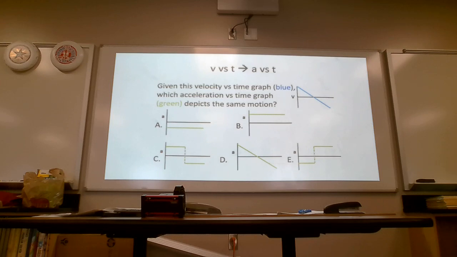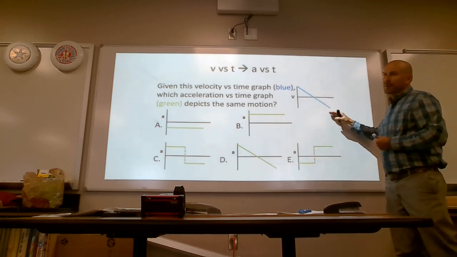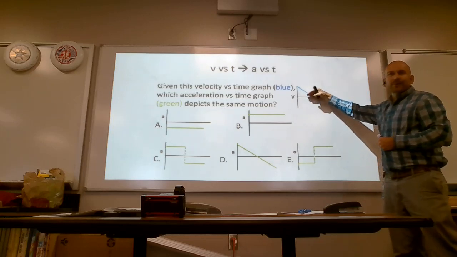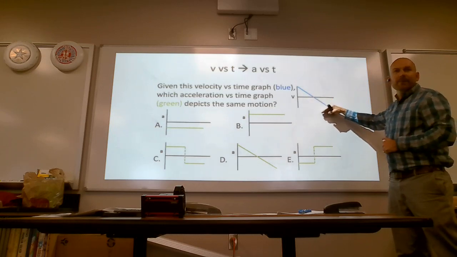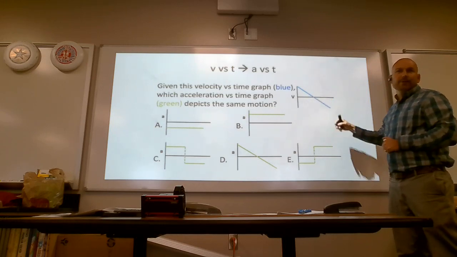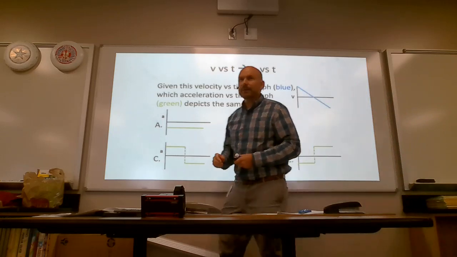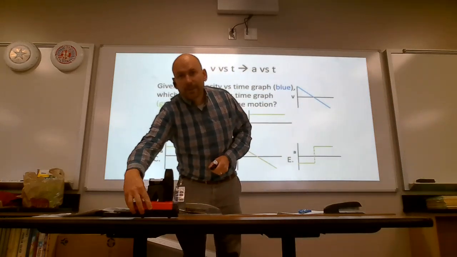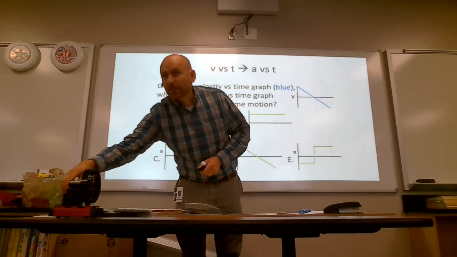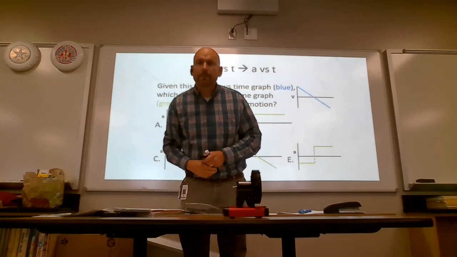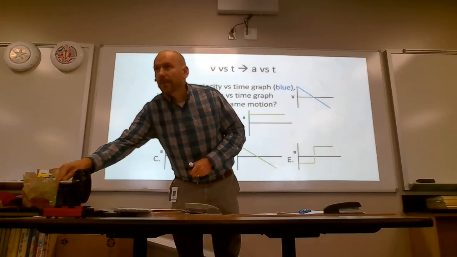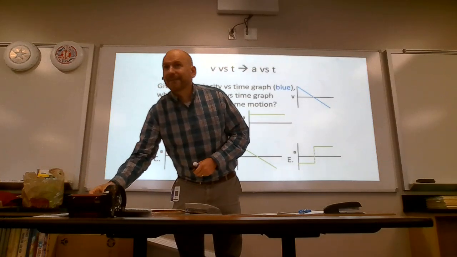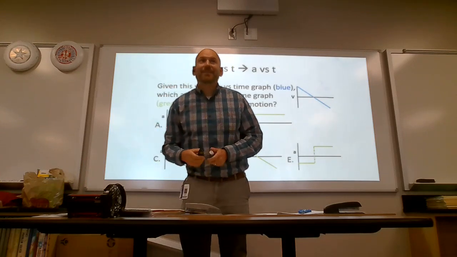Correct answer is A. You have a negative slope the whole time. You're slowing down in the positive direction, negative acceleration, and then you're speeding up in the negative direction, still a negative acceleration. This is the same thing. This would produce that graph. Get that?